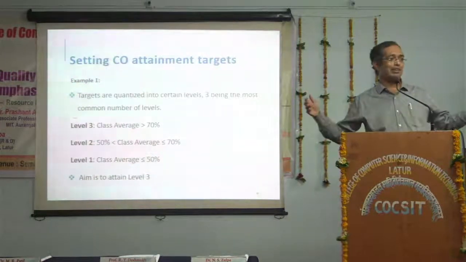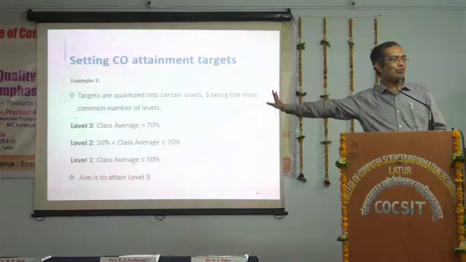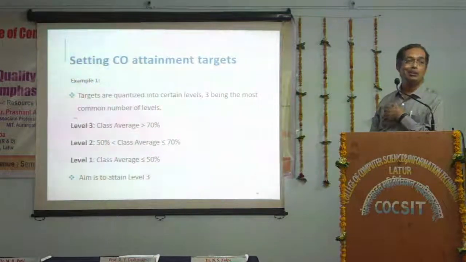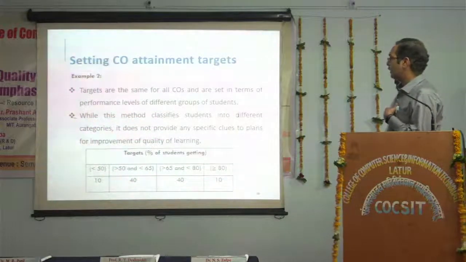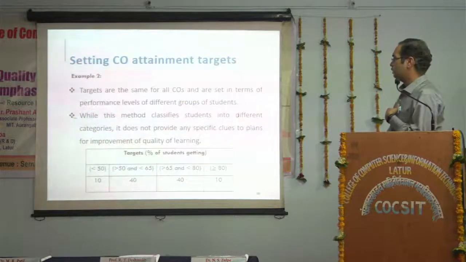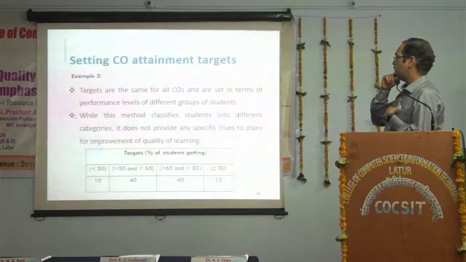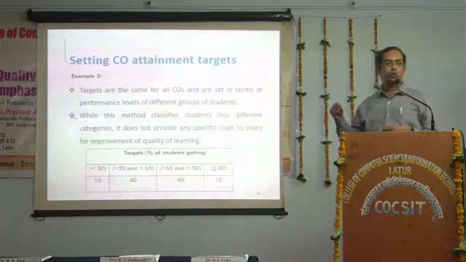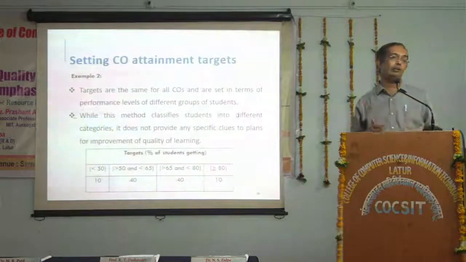In a number of places university average is also taken, but most of the time it is very difficult to get. So it is most simple to take the class average. If you are getting the information about the university average, that is also fine. It is not mandatory that you need to take only the institute average or the class average. Targets are the same for all COs and are set in terms of performance levels of different groups of students. While this method classifies the students into different categories, it does not provide any specific clues or plans for improvement in the quality of teaching. So this method is most commonly used, but the lacuna with this method is that it does not provide specific clues about how we can do the improvement.